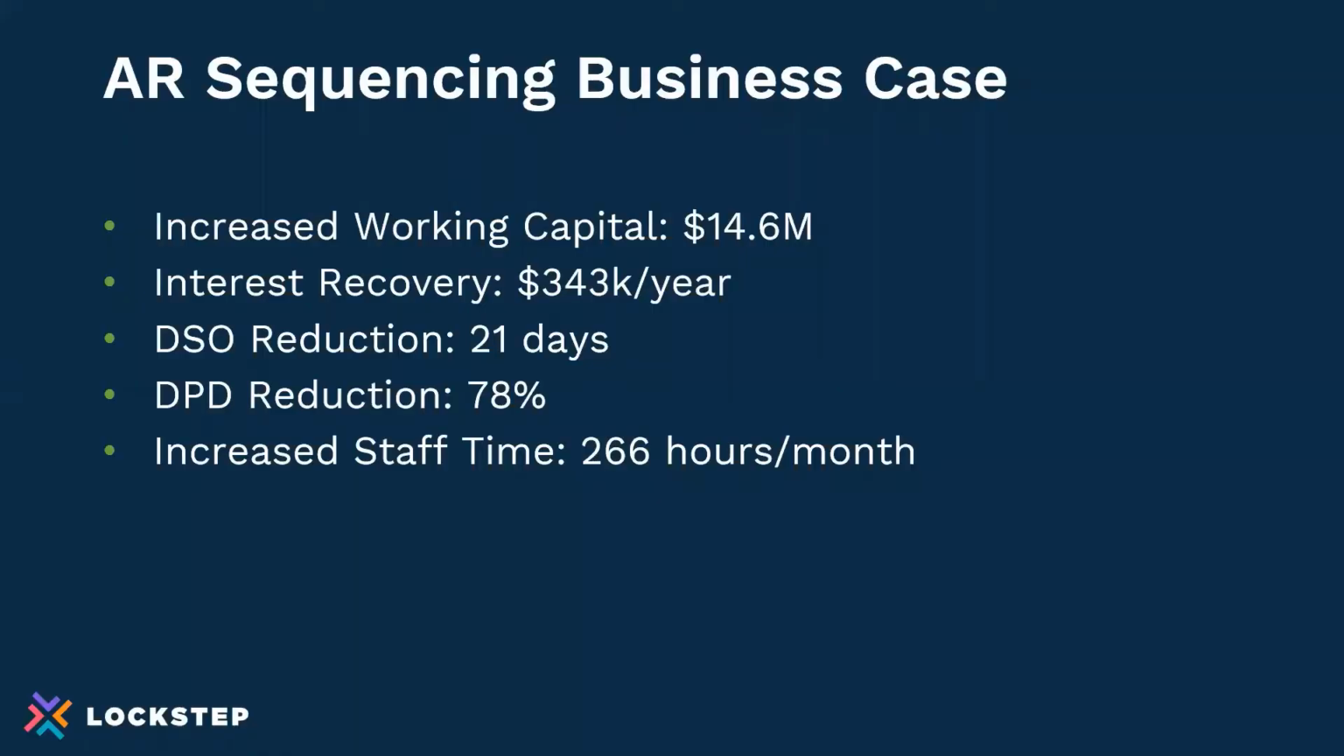Another sequencing business case is a company that we're working with right now. We were looking at increasing their working capital by $14.6 million. Just in interest recovery, they calculated $343,000 a year. That came through a reduction of DSO by 21 days. The days past due also reduced pretty dramatically, and their staff time savings was 266 hours per month. So that means, as we talked about with Perlick, the staff time can be focused on higher value activities than the transactional emails they were doing.